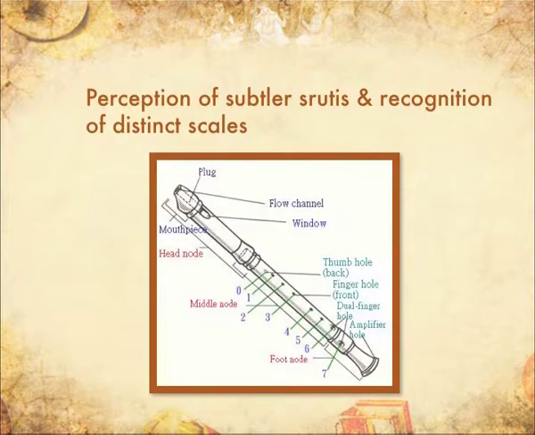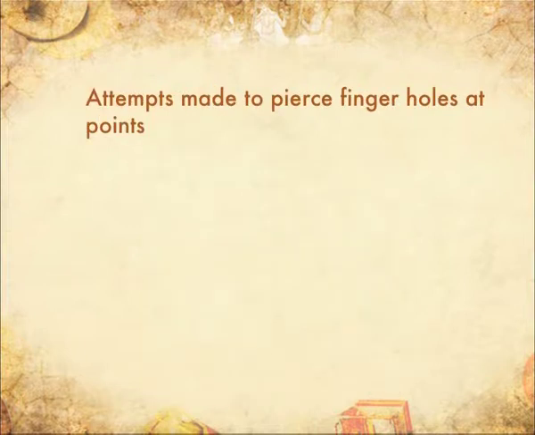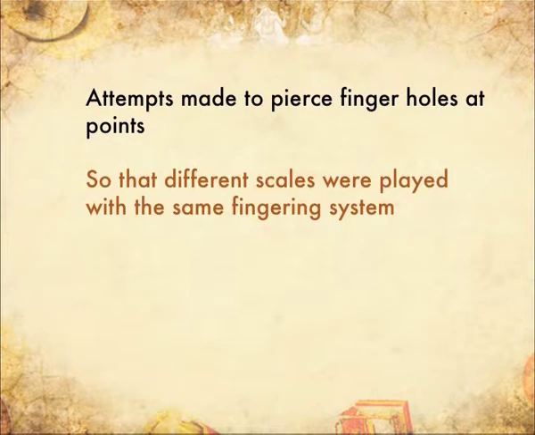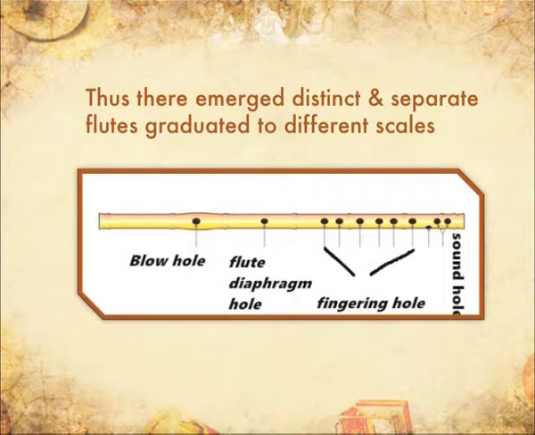Stage 3. With the perception of subtler shrutis and recognition of distinct scales, attempts were made to pierce finger holes at such points that the different scales or modes known to them were played with the same system of fingering in a mechanical way. As a consequence, there emerged distinct and separate flutes that were graduated to different scales.